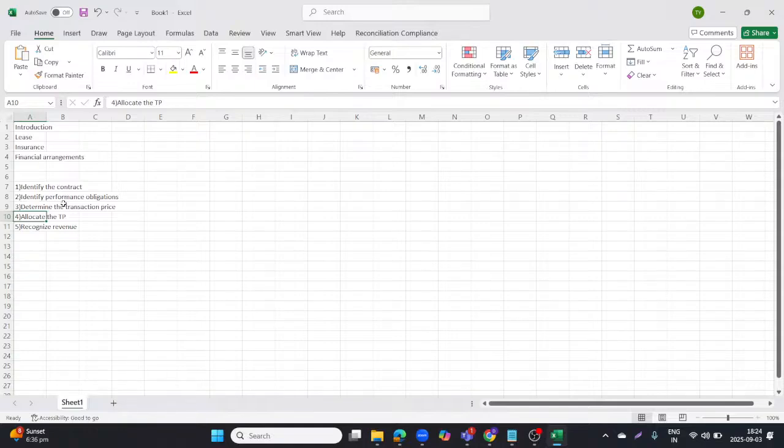Here we also need to show when the entity typically satisfies performance obligations, significant payment terms, nature of goods and services, obligations for return, refunds and similar terms. What are the types of warranties and related obligations, and the aggregate amount of the transaction price allocated to the remaining performance obligations at the end of the period. So for performance obligations, we need to give the disclosure.